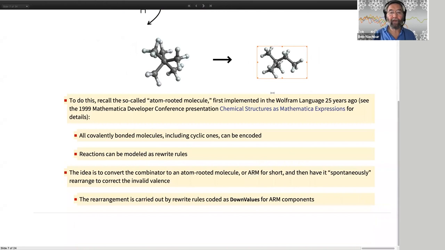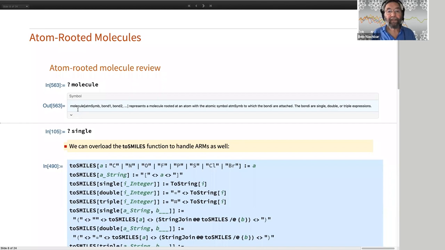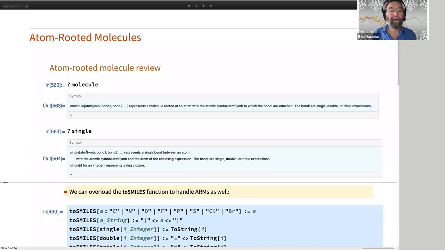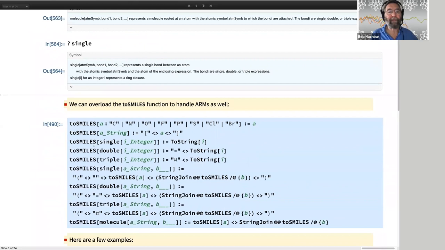Okay, so the package AtomRootedMolecules, which I've already loaded, has in it a few symbols. One's called Molecule. That is the container for a molecule. It has an atom at the root and then bonds attached to it. And the bond objects are things like Single, which have an atom at the root and more pendant bonds. And so when one of these gets inserted inside of Molecule, it basically says this atom has a single bond back to the atom of its container. It's a hierarchical structure. In other words, it's a tree and it works fairly well. And we can easily convert this structure to a SMILES string as well, so we can create a genuine Wolfram Language molecule out of it. And so we can define a bunch of rules to do that. I won't go into the details of that just to save time.